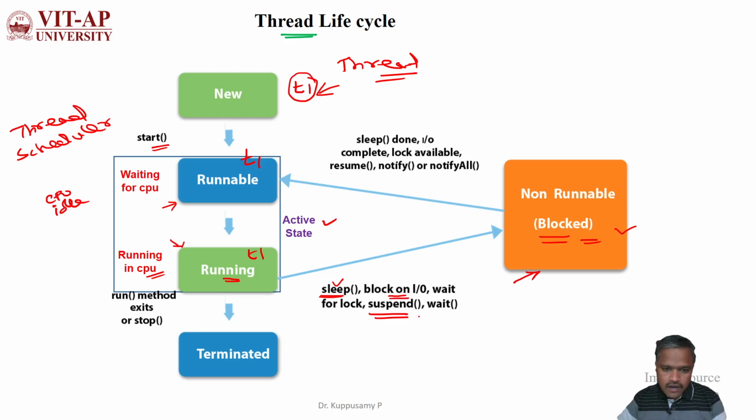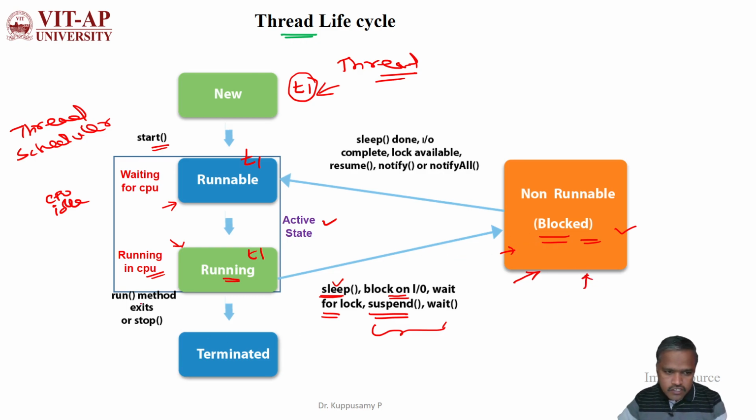Another option is getting locks, mutual exclusion locks, like that, it will be kept in the blocked mode. So under any of these situations, the running thread can be kept in the blocked mode. What is the blocked mode?